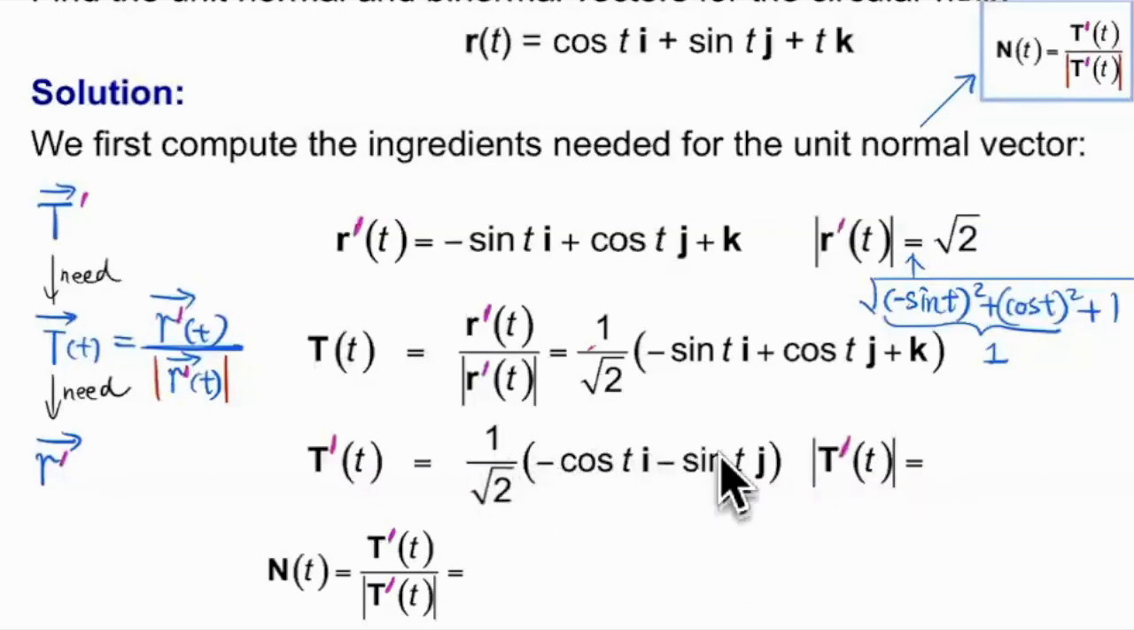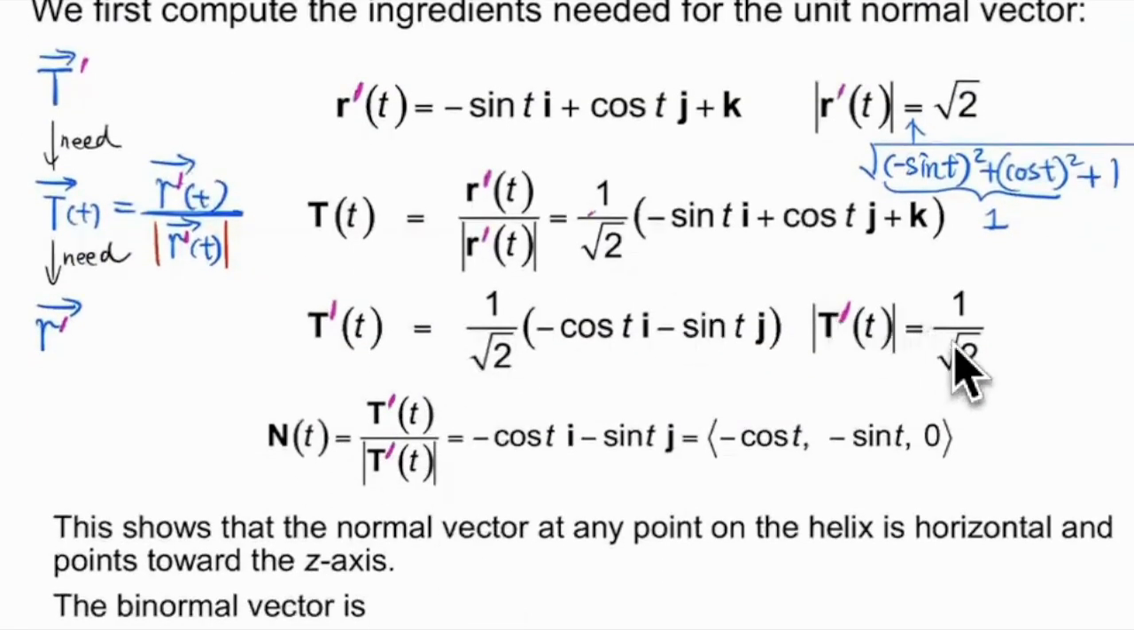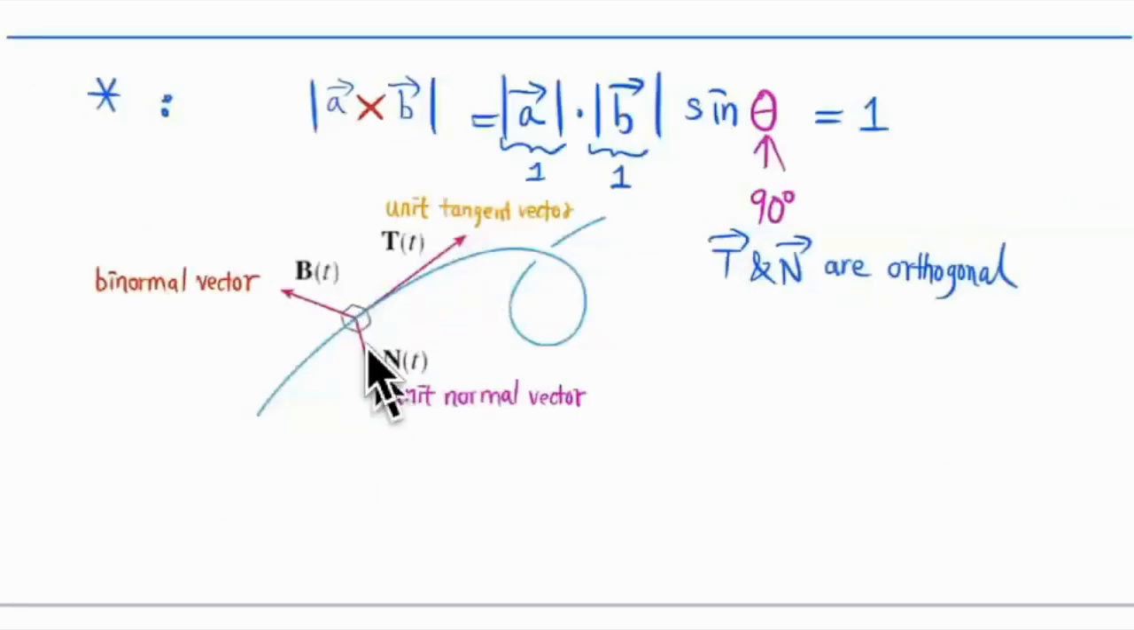So take the square of each component, and then add them up and take the square root. So you get 1 over square root of 2. Now, according to the formula, we're going to take T prime divided by its magnitude. And that will be equal to this divided by this. So 1 over square root of 2 cancels. We'll get this vector over here. And what is this? That's the unit normal vector. So we got the unit normal vector here.